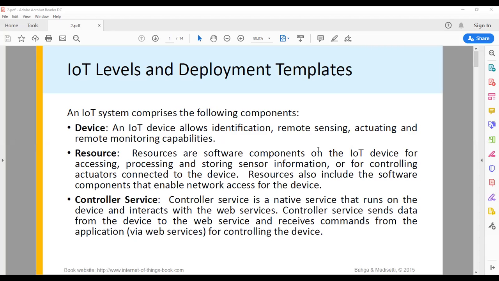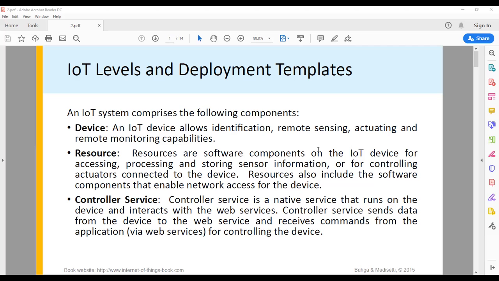An IoT device is identified by its unique identifier, which we already discussed. Then sensors and actuators. Sensors are there to sense and gather the data. Actuators act accordingly upon the data received. Actuators are reacting, so basically they are the output of the IoT device.